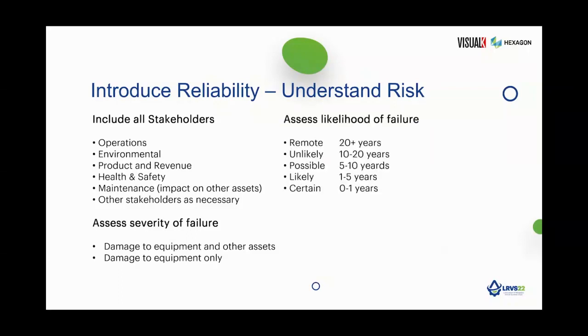And then assess the likelihood of failure, right? Whether it's something that could happen in the remote future, 20 plus years, unlikely, 10 to 20 years, possible within 5 to 10 years, likely 1 to 5, and certain within the next year. And then calculate a risk index for your assets, whether it's catastrophic, undesirable, or unacceptable. Those are just a few examples of how you can calculate a risk index.